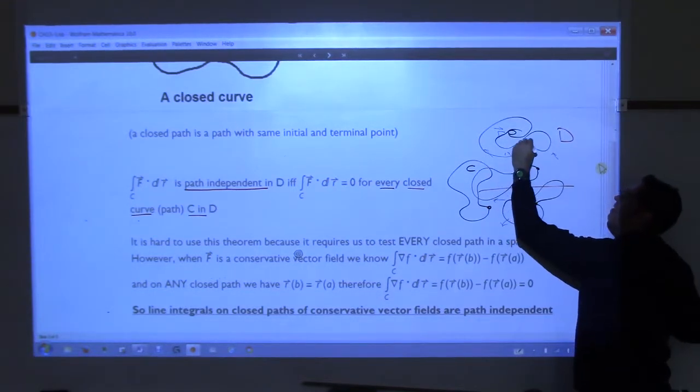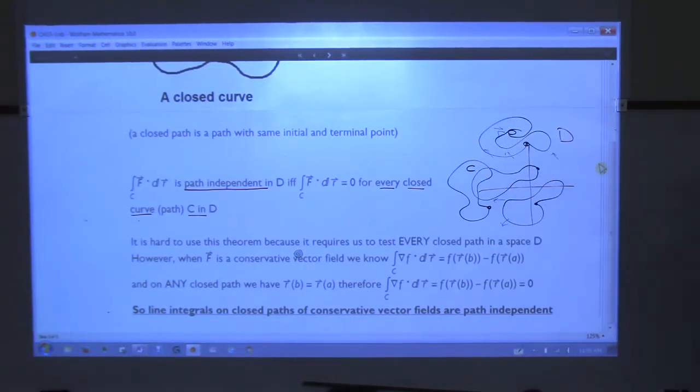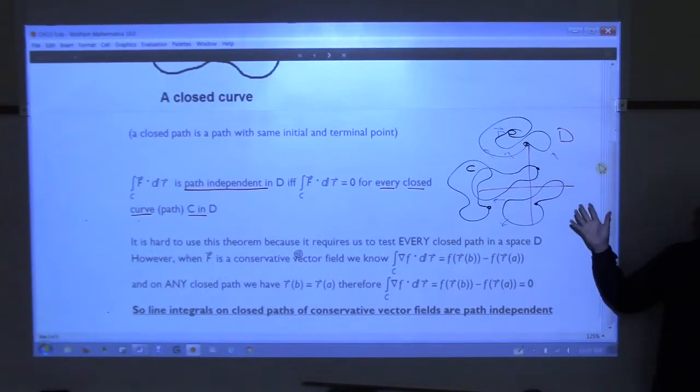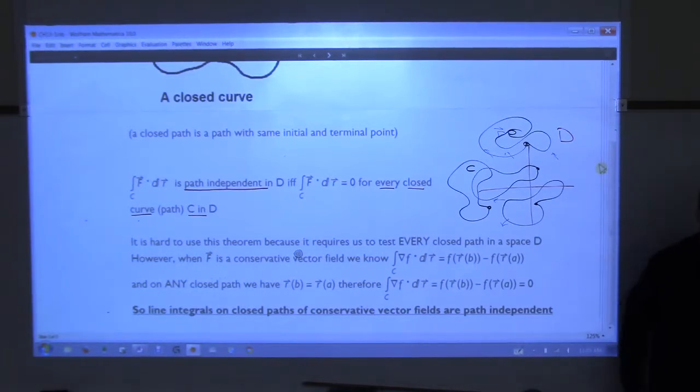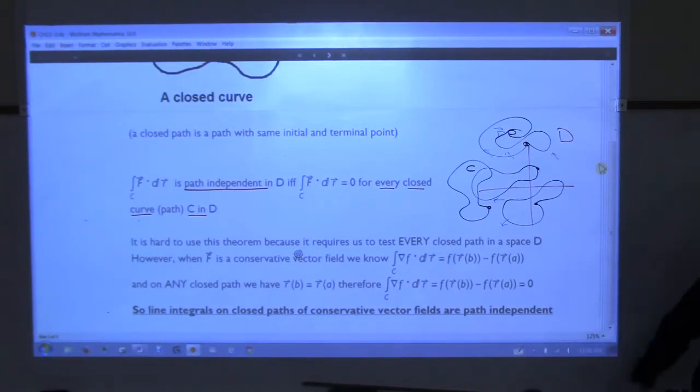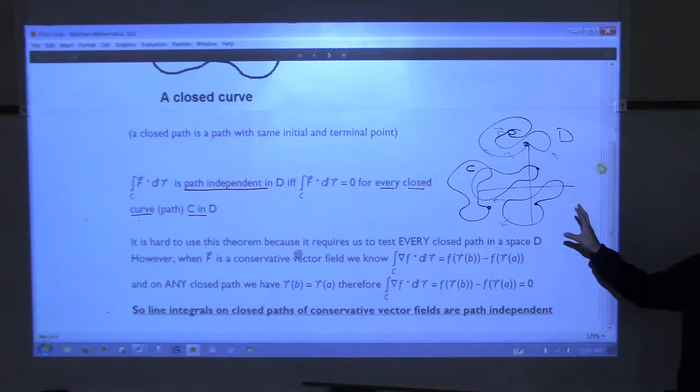Sorry, I messed that one up. I cut back on itself. I'm not supposed to do that. So every possible closed curve in this domain D, if the work is 0 on every one of them, then we can say it's path independent. Well, that sucks because I can't check every single one of them, can I? So although the theorem is good, it really is impossible for us to check every single one.